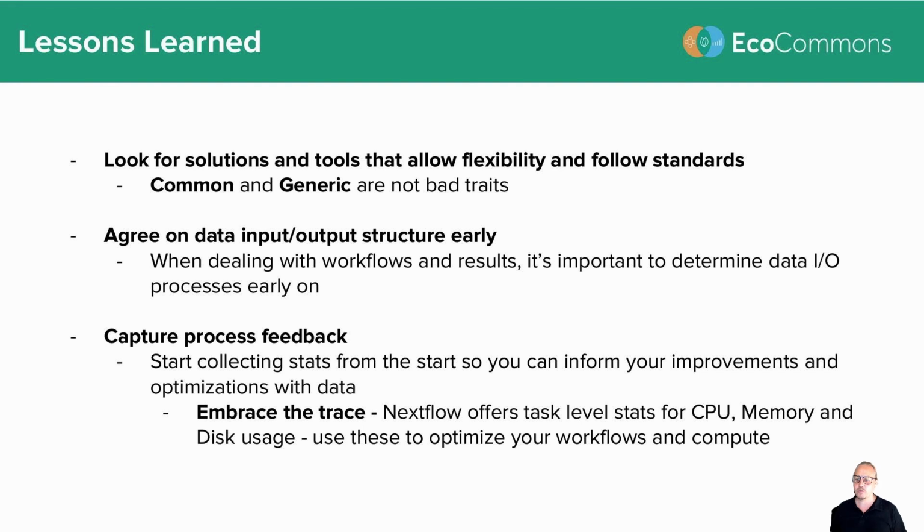And third one, capture process feedback. Start collecting stats right from the start so that you can inform your improvements and optimization with actual data. I call it here, embrace the trace. Nextflow offers task level stats for CPU, memory, and disk usage, something that it calls its trace file. Use these to optimize your workflows and compute. The ability to just do a SQL query to see the average CPU, memory, and disk usage for a specific algorithm is really powerful, and it can help us improve where we need to improve and optimize where we need to optimize.